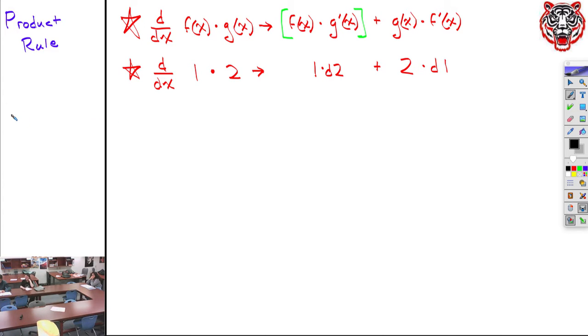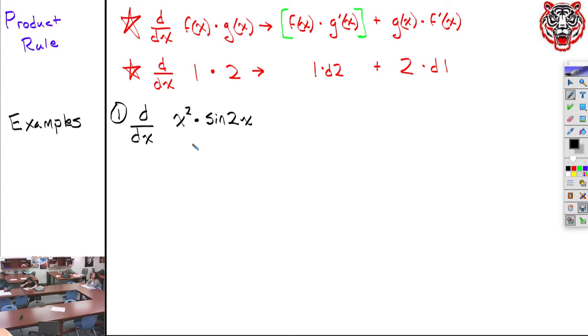Examples. Ejemplo número uno. Example number 1. Let's take the derivative with respect to x of x squared times sine of 2x. I'll do this one with you guys. Sometimes that times sign, if I was the AP creators, I would definitely not give you that times sign. It tells you too much. I would have just written x squared sine 2x, and assumed that you knew that this was one function and this was the other function.